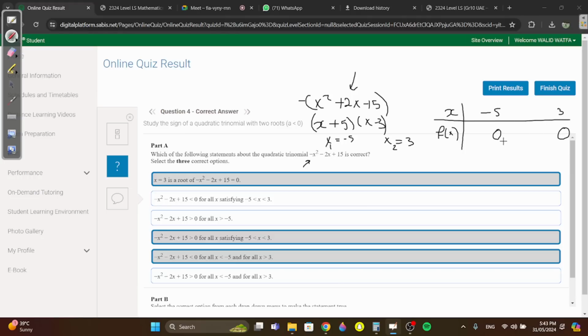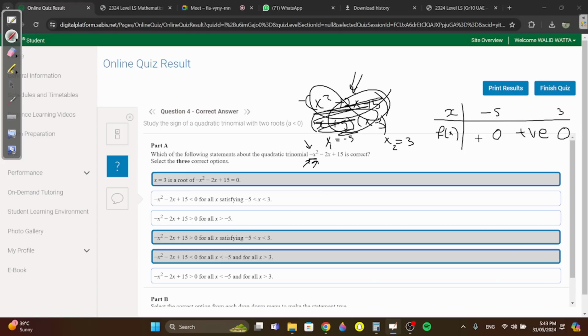Always remember that. In between our roots, it's going to be opposite to our quadratic. When looking at the sign of your quadratic, you don't look at the steps you used to factor. No, we don't care here. We go back to our question. Look at the quadratic they gave us. What's the quadratic we're working with? Minus x squared. So what's the opposite of minus? It's going to be positive.